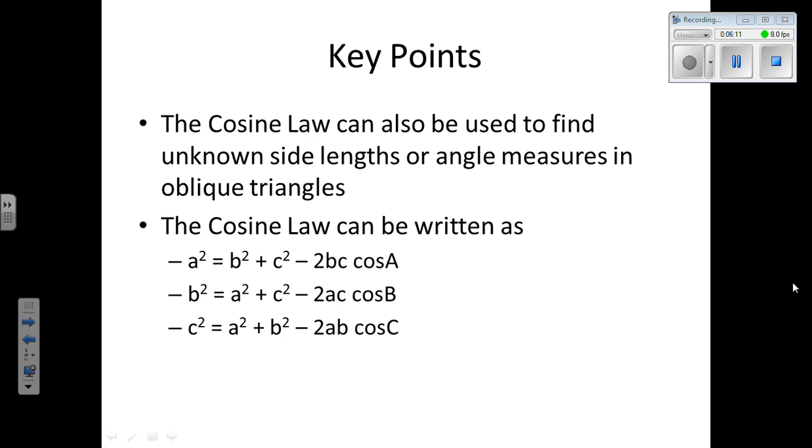The key points are that the cosine law can also be used to find unknown side lengths or angle measures in oblique triangles. The cosine law can be written as a squared equals b squared plus c squared, subtract 2bc cos A, or you can rearrange the formula and write it the other way.